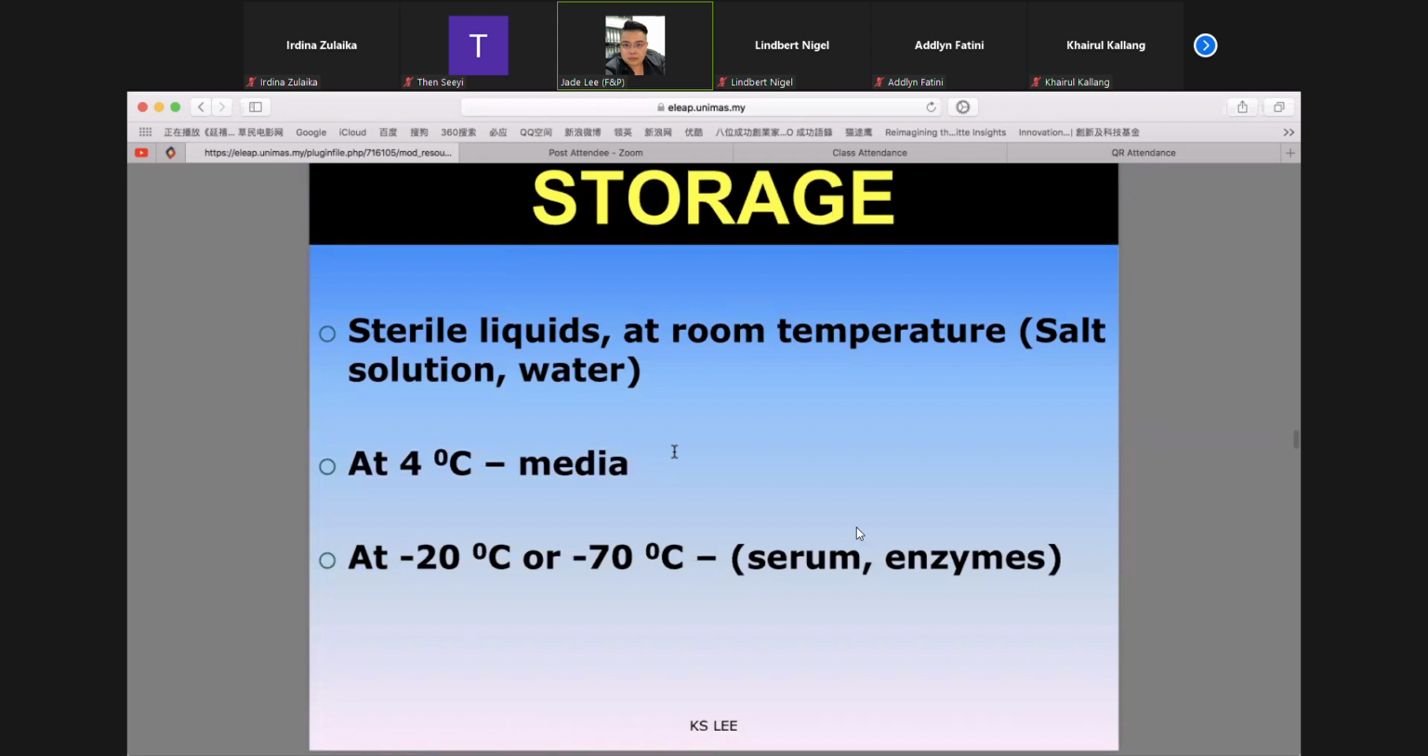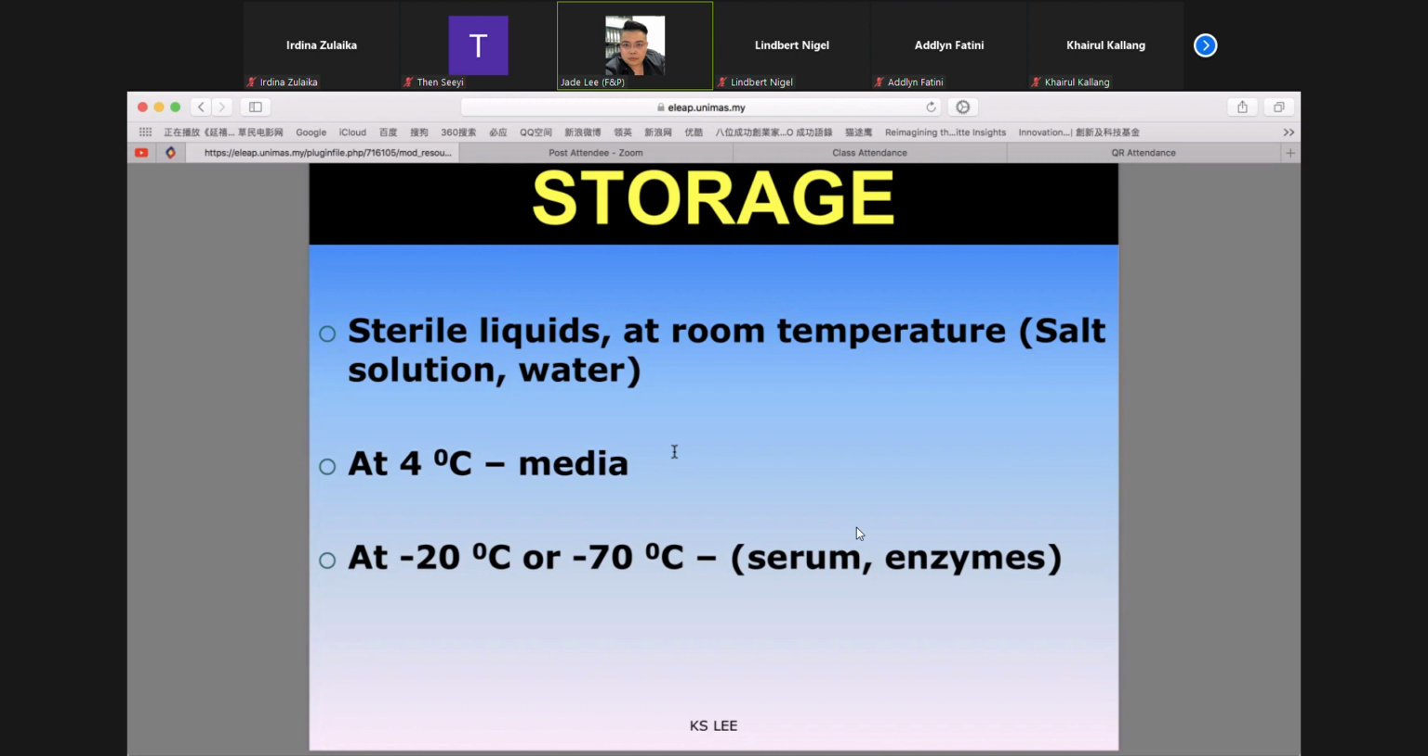For the storage, sterile liquids should be placed at room temperature, such as your salt solutions and also the water. For your media, you can place it at 4 degrees Celsius. But for serum and also enzymes, you need to store them at -20 or -70, or they may be inactivated if you put them at room temperature or 4 degrees Celsius.